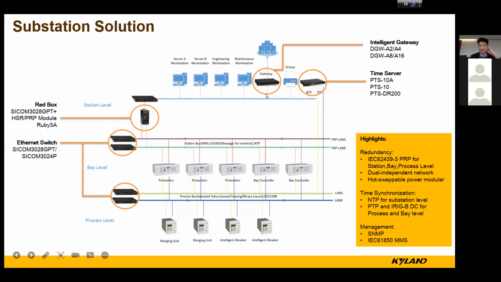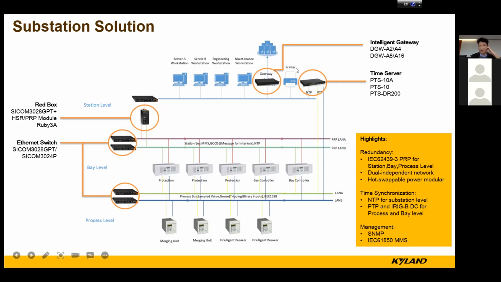And also we can provide our intelligent gateway here, since normally the protocols inside the substations are based on the IEC 61850, but the network outside the substations normally is based on the IEC 60870-5-104. So you need to convert between the two protocols. Here, a gateway is essential.